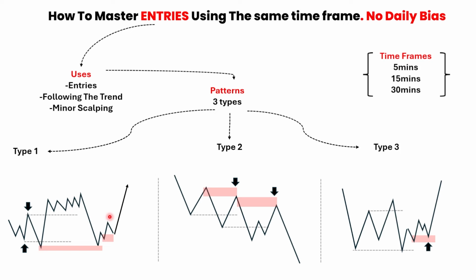These are the patterns we have: type 1, type 2, type 3. The first one we will cover in the first section of the video. Going forward, all the timestamps will be in the description below. The time frames that we are going to use in this video are the 5 minutes, 15 minutes, and the 30 minutes. There are no higher time frames here. If you are focusing on the 30 minutes time frame, you focus on that time frame only. No going below or going upwards.